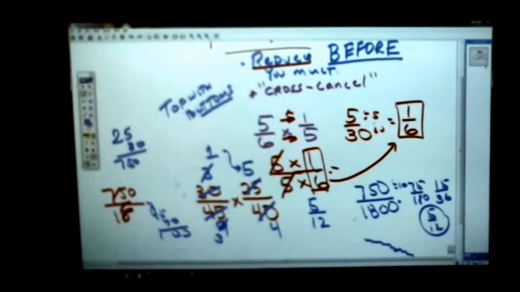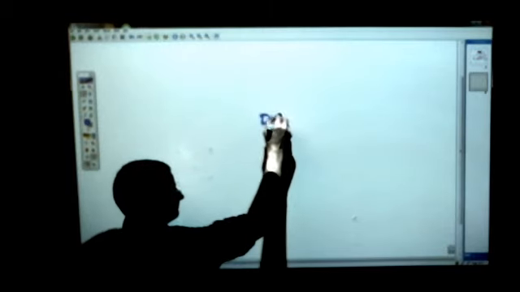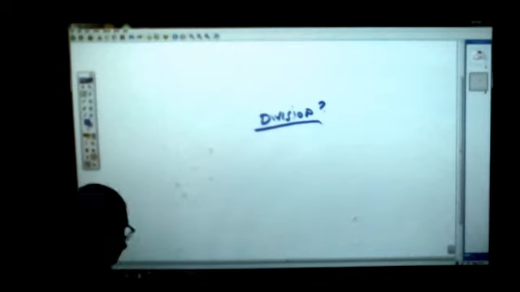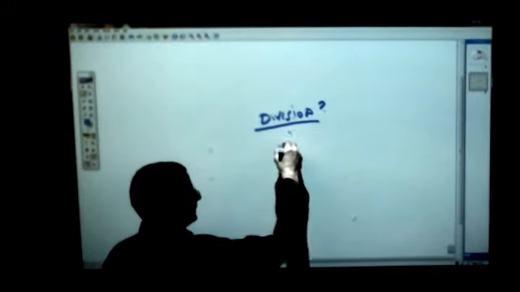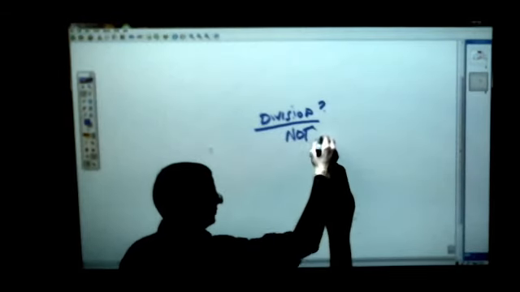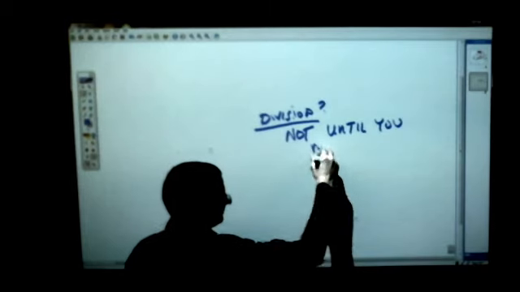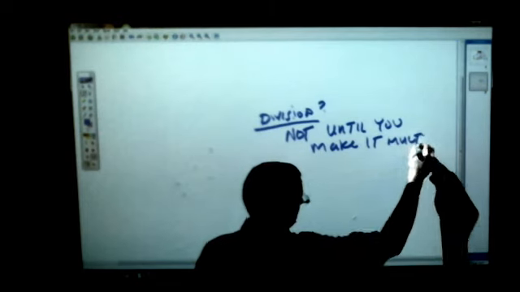Now, some things to be very careful with. First of all, what if it's division? Can you cross cancel with division? Yes. No. You can't cross cancel with division until you make it a multiplication problem. Not until you make it multiplication.